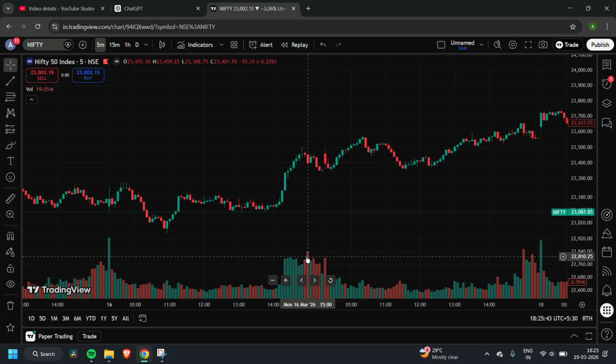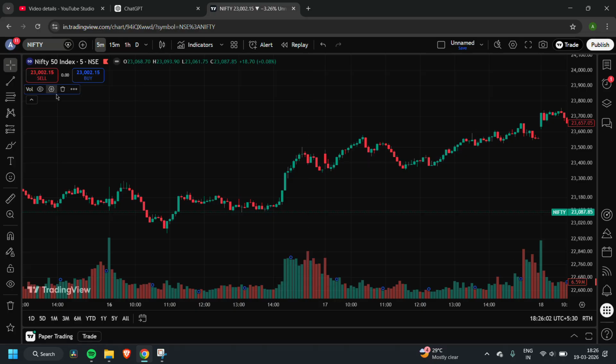Because always remember, we should go where the big player goes, which means volume represents how many transactions between the buyers and sellers are happening.